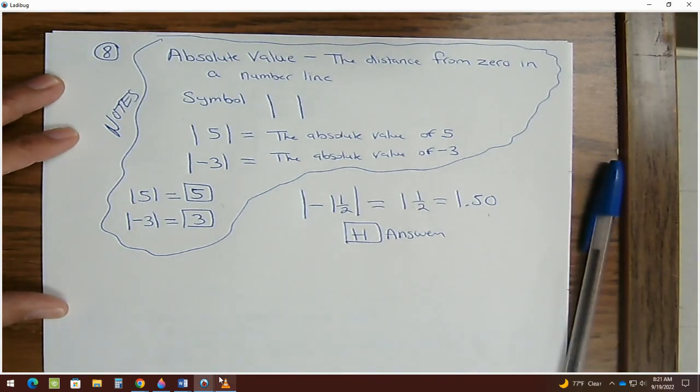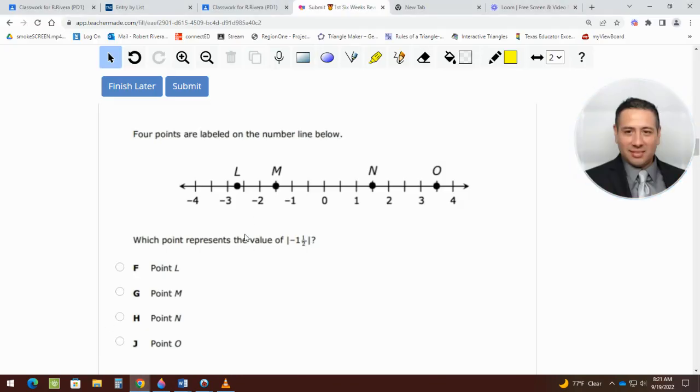Many kids, when I gave this test, chose M. Escogieron la M porque pensaban que es negativo uno y medio. Pero esas barritas se dicen qué lejos está él del cero, o sea 1.5, que va a ser N la respuesta. When you see those little bars, it means how far are you from zero. So the answer is always going to be take away the bars and leave it positive. That's what the answer is going to be always.